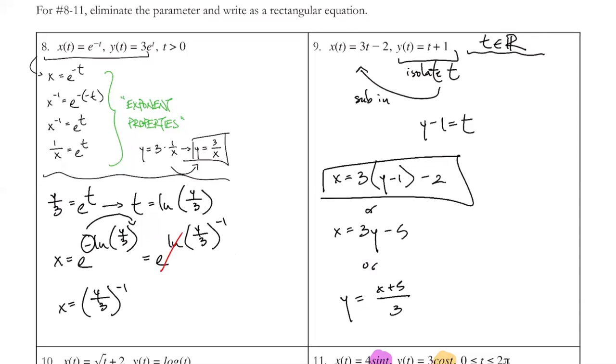Now, anything to the negative power really means that you switch the sides of the fraction. So instead of y over 3, we really have 3 over y. And if we isolate y, we'll get 3 over x, which matches our equation. So exponent properties and log properties are all really fundamental for a lot of the work we're going to do in the spring.